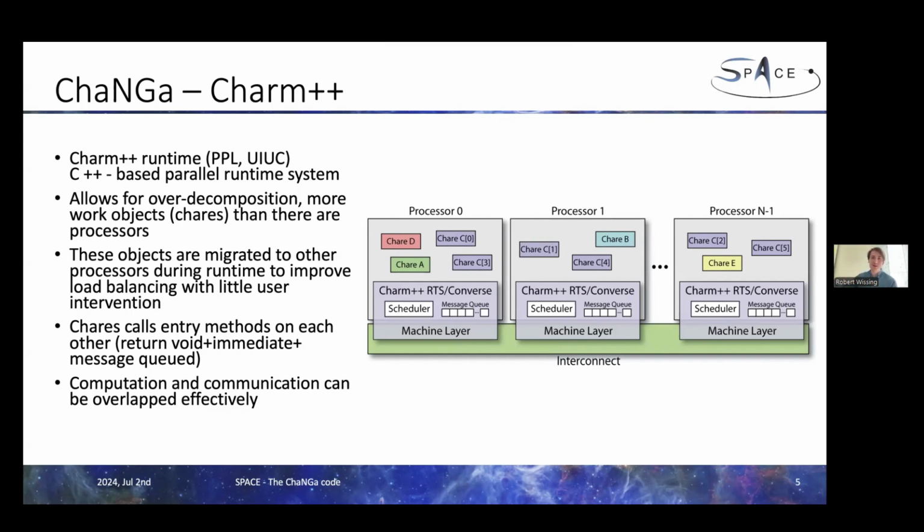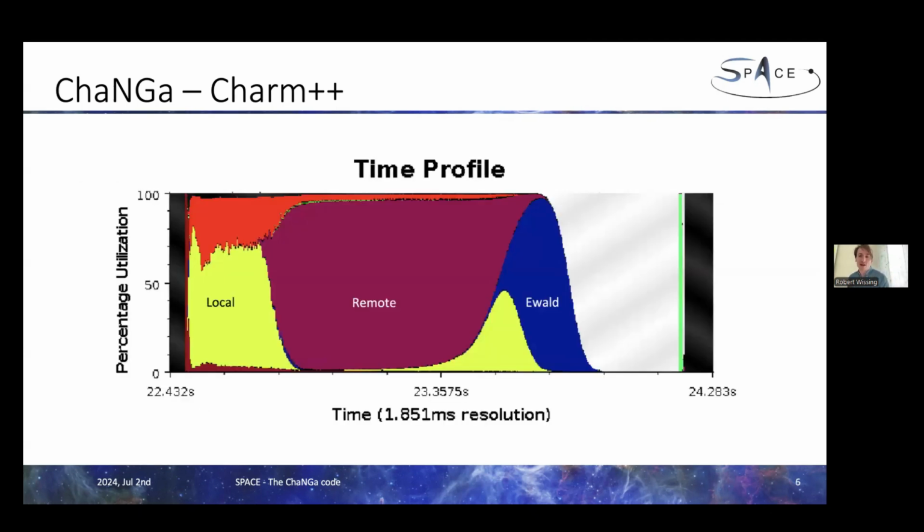The message is queued on the processor that the receiving chare is currently on. This is called asynchronous messaging, and this is how you can have computation and communication be overlapped very effectively. Because after the requesting chare has sent the message and received this reply immediately, it continues to work on other stuff. And this can be seen in this time profile.